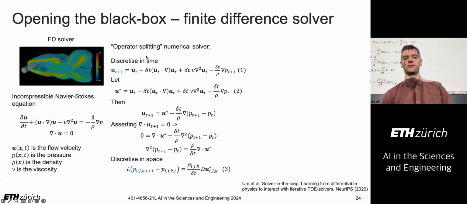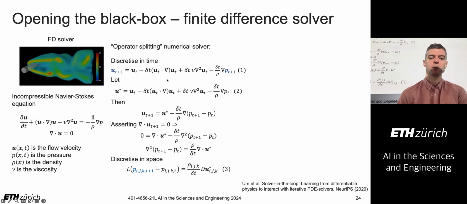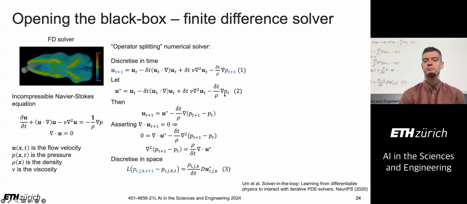And so the first thing that we do in operator splitting is we discretize this equation in time. So we just replace the flow velocity here with its discrete differences, and rearrange it a little bit. And now the problem is that when we discretize this, we can't just evaluate what u at t+1 is immediately because it depends on the pressure at time t+1. So operator splitting uses this nice trick where we define this u star velocity here. It's the same expression, but with the pressure at the current time step instead of the next time step.